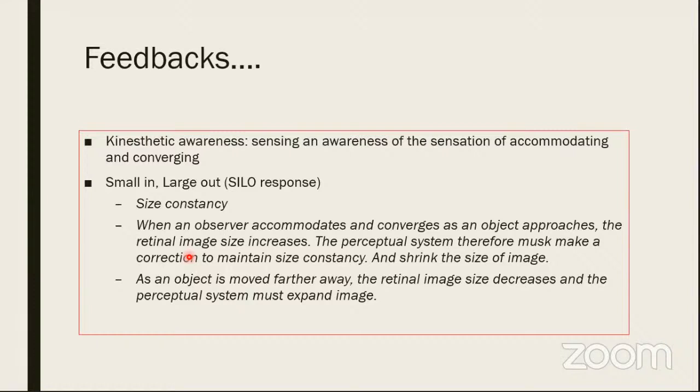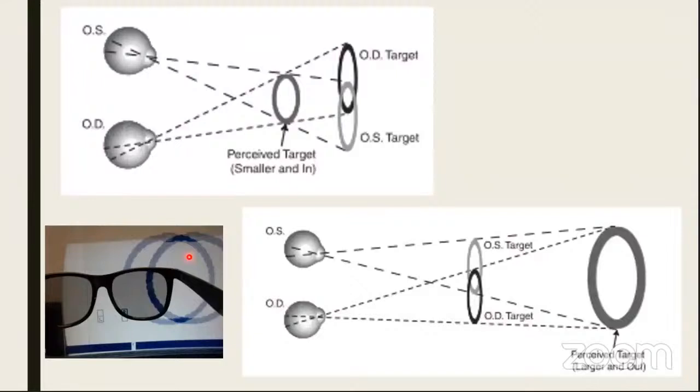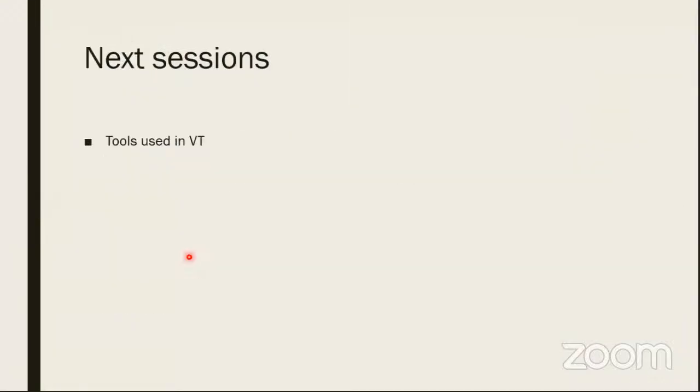And then there are different tools that we use in vision therapy, that is lenses, prisms, filters, occluders also, especially the lenses, prisms, and filters. So in upcoming sessions, we will have basically two sessions for the tools that are used in vision therapy.